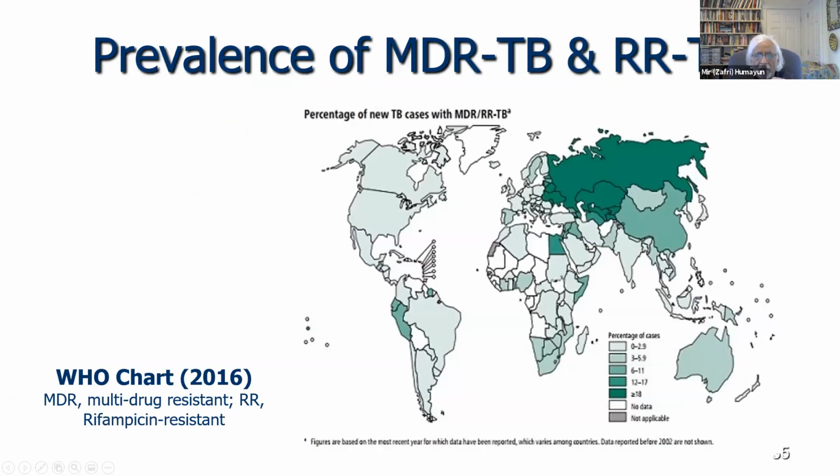This map gives you an idea of the prevalence of MDR TB throughout the world. As you can see, the distribution is quite extensive. Right? A major area for MDR TB is Russia and Eastern Europe, but there are pockets present elsewhere as well.